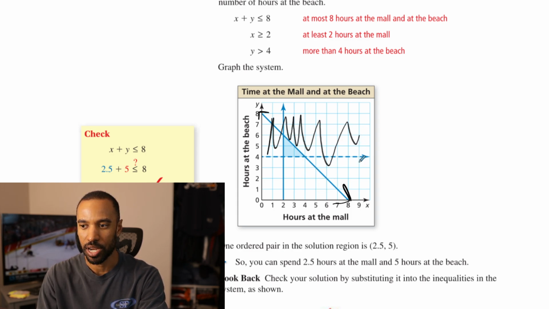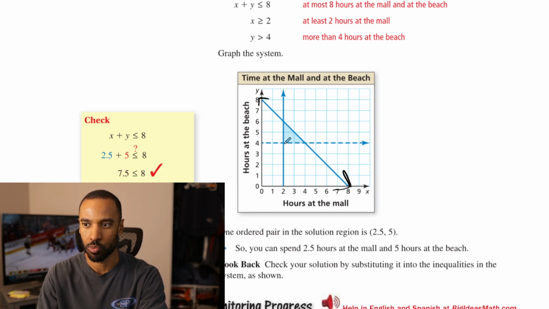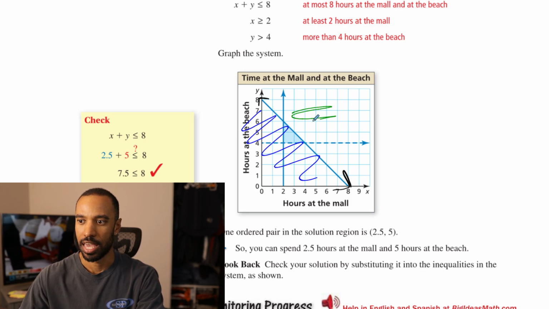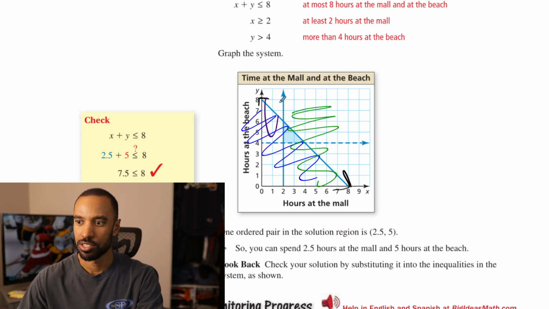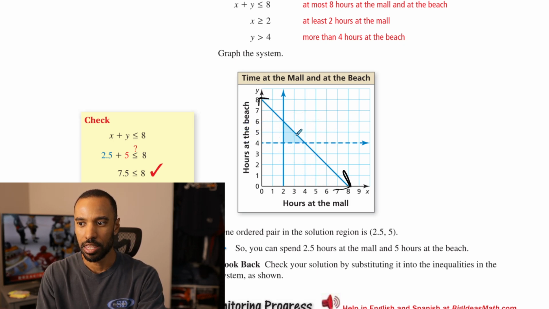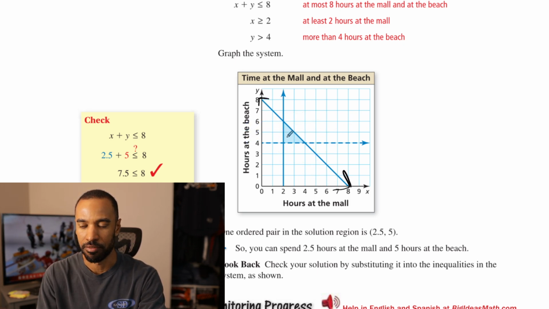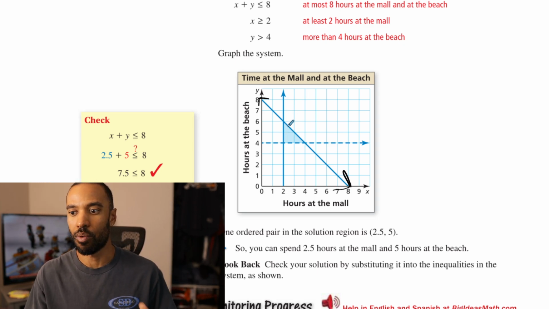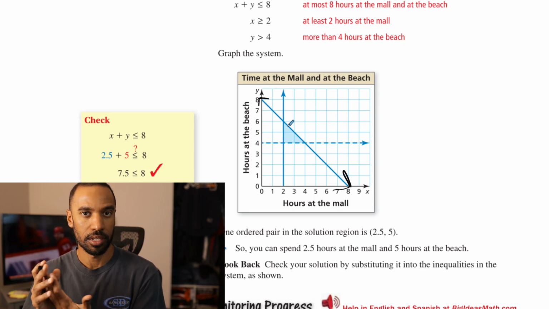So the overlapping shaded region, this is kind of a poor man's way of me doing this, but overlapping shaded region of this, and this is that triangular region that you see within there. Underneath this one, to the right of this one, and above this one. And there you have it. That means anything within this shaded region represents a solution to what you want.